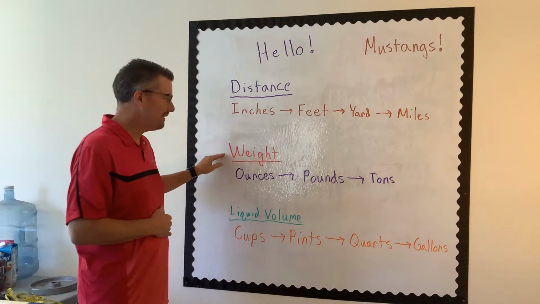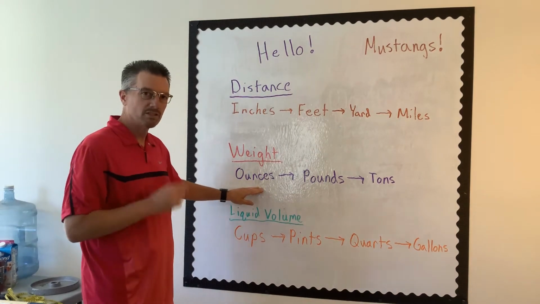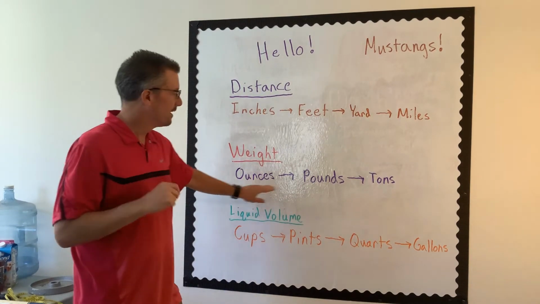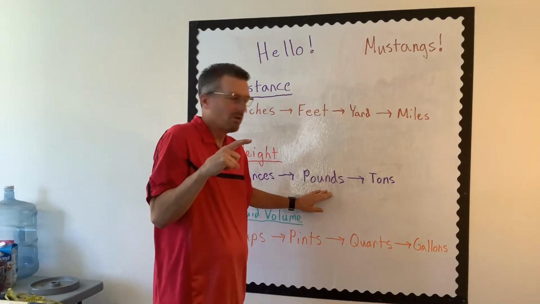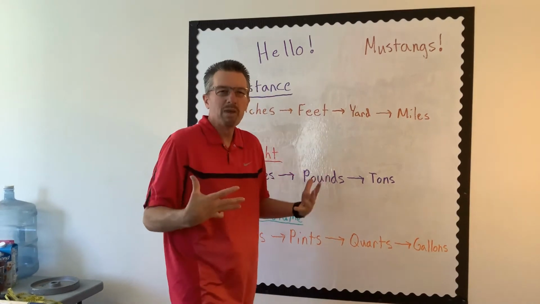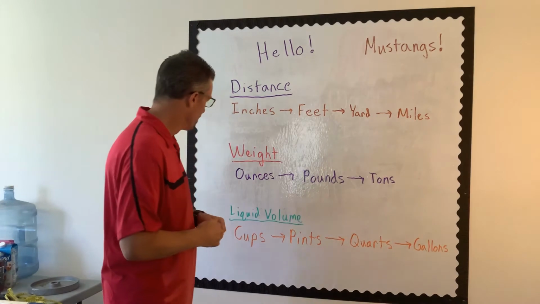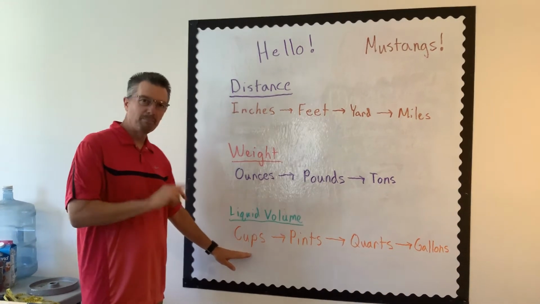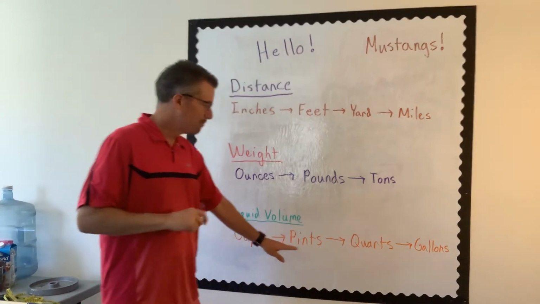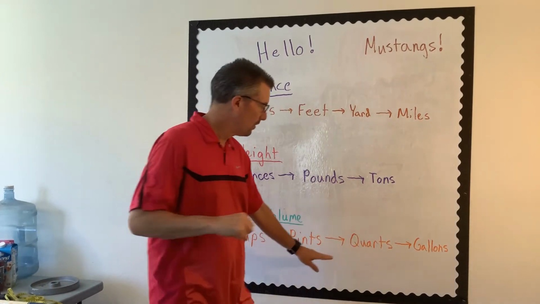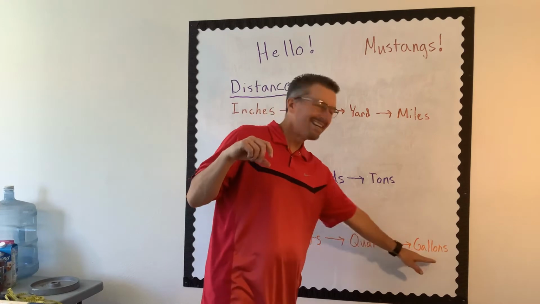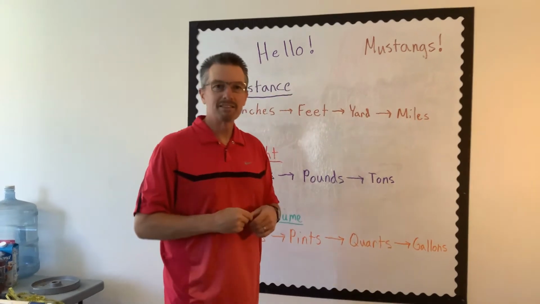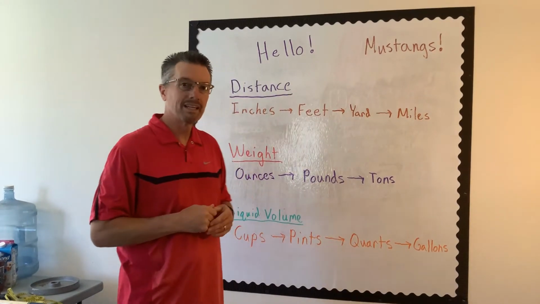When we have weight, we have ounces, the smallest unit of measurement. Then we have pounds, a little bit bigger. And then we have tons, what we measure really heavy stuff with. The last is liquid volume. For liquid volume, we have cups, the smallest unit, pints, a little bit bigger, quarts, bigger than that, and then gallons is going to be the biggest unit of measure we have for liquid volume.